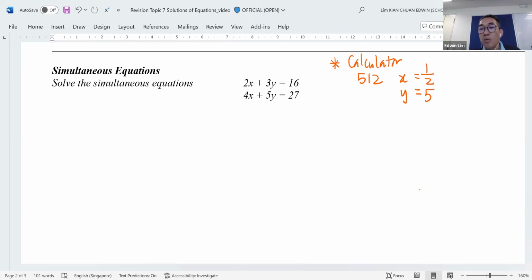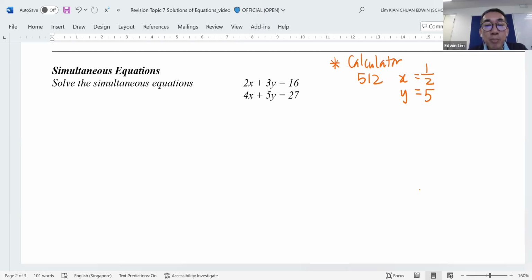This answer for x and y will be equivalent to 1 mark for this question. But how to get the other 2 marks? Not difficult at all. All right, so now I look at the question. 2x plus 3y equals 16. 4x plus 5y equals 27.